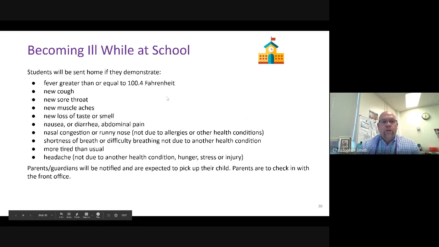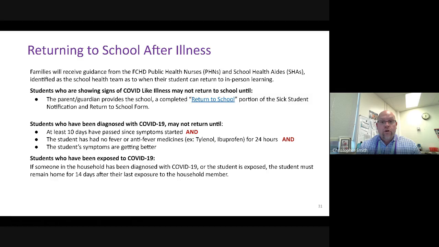Coming ill to school: just know if you have symptoms that have been established by the health department as COVID symptoms, I want to bring your attention to something like headache. It's not going to be every headache, right? We're going to do our best to work with the child to figure out if maybe they have a health condition, maybe they're hungry, or there are some other factors. But if we deem it a COVID symptom, we're not saying it's COVID, but we're saying it seems like a COVID symptom, you are going to need to pick them up, and there is a form that will need to be completed in order to return.